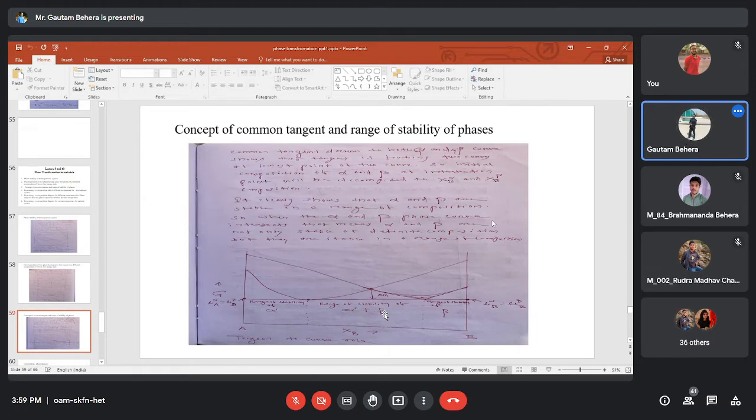Yes, sir. So the tangent to the curve is very important. You have to remember, right? So whenever you have two phases, three phases, four phases, you draw a tangent, and it should touch the lowest minimum point, and you can tell a lot of things.